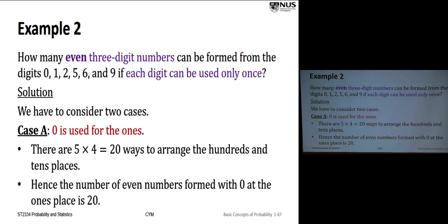Okay, this one, we need the addition rule. Why? Because there's a 0 there. It makes life so much more complicated. You see, it's still a 3-digit number, using each digit only once, 6 digits, but there's a 0. 0 is very, very special in these questions because where we put this 0 affects two conditions.